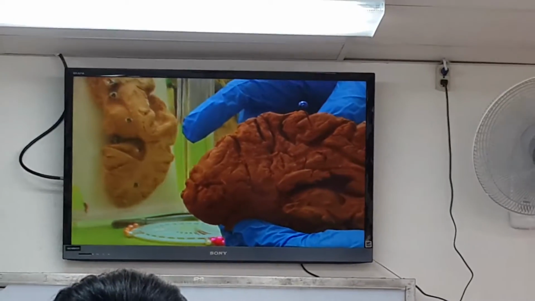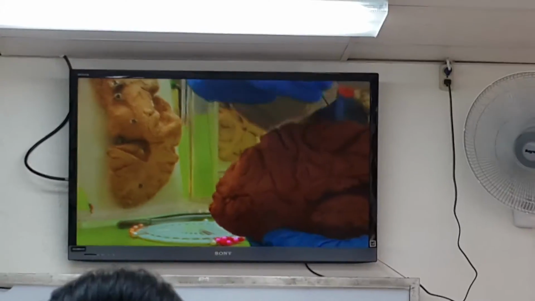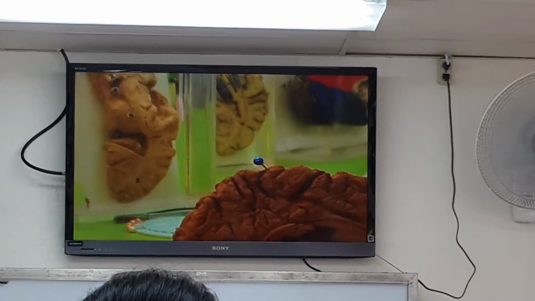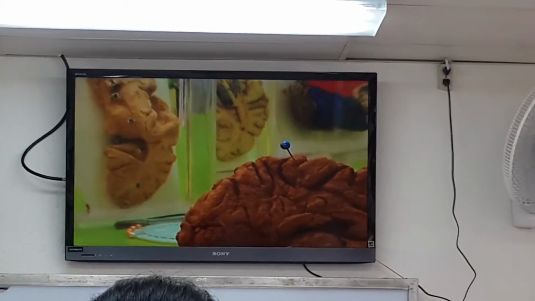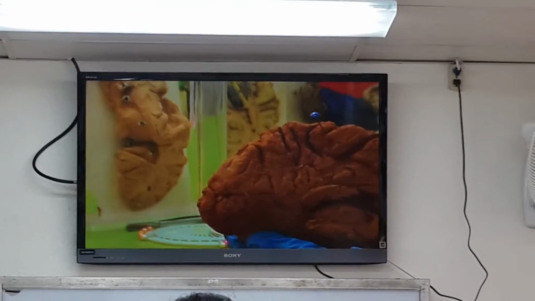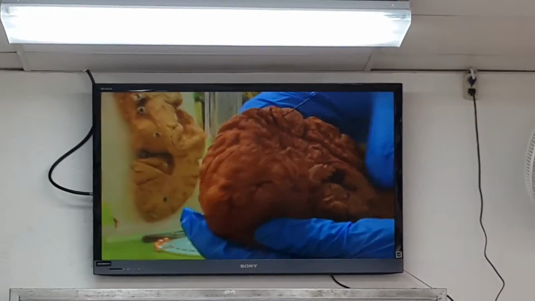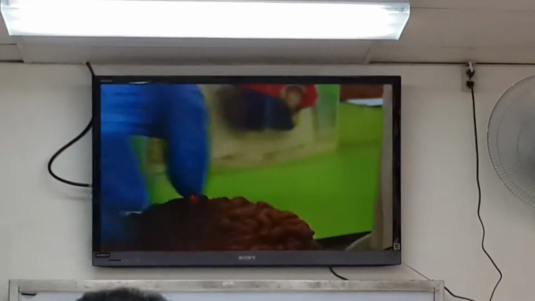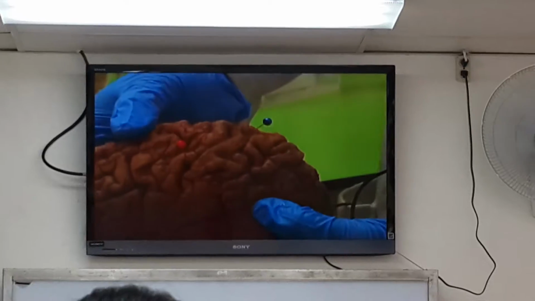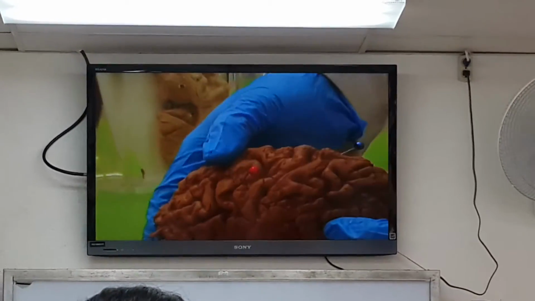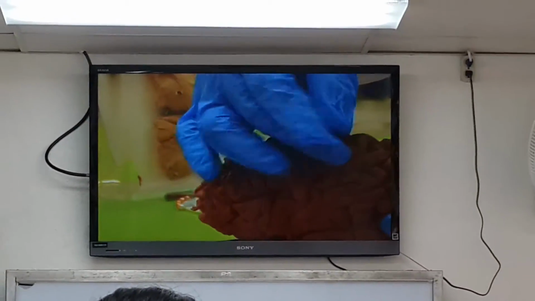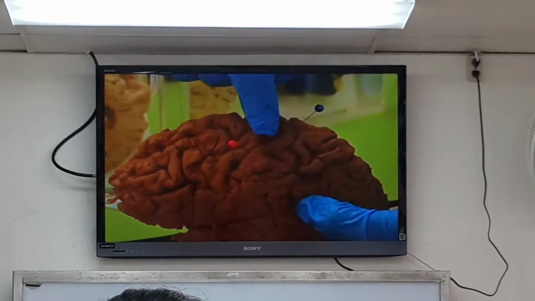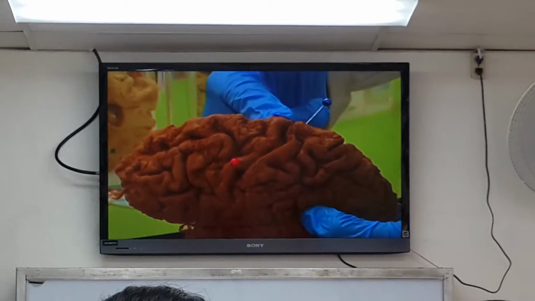What divides the anterior and posterior parts? This sulcus. Can you see what sulcus it is? This sulcus is called the central sulcus. On the superior lateral surface, it is here, between the precentral gyrus and the postcentral gyrus. This is precentral, postcentral. The upper end of the same sulcus goes to the medial surface.